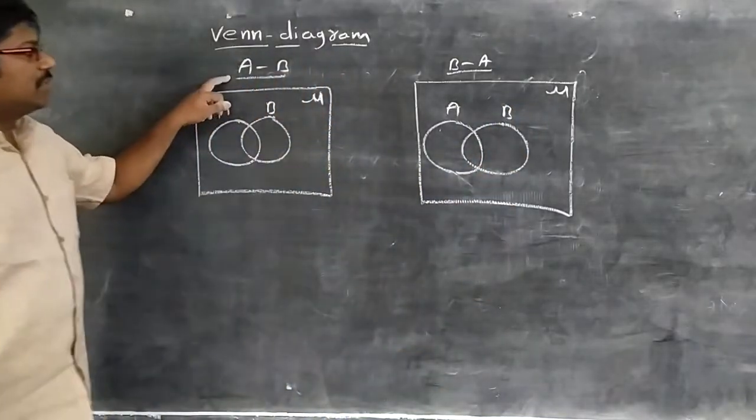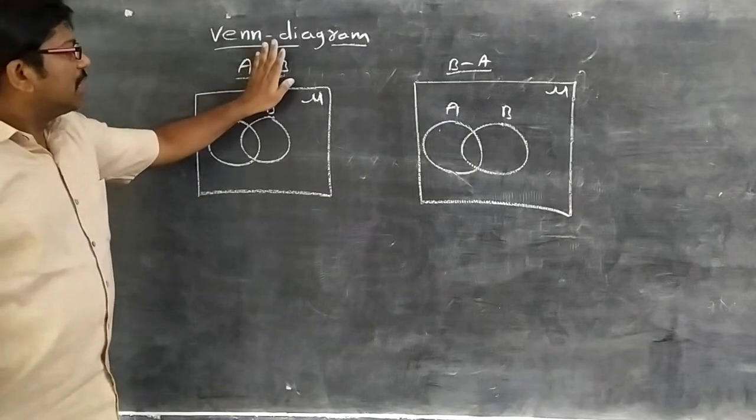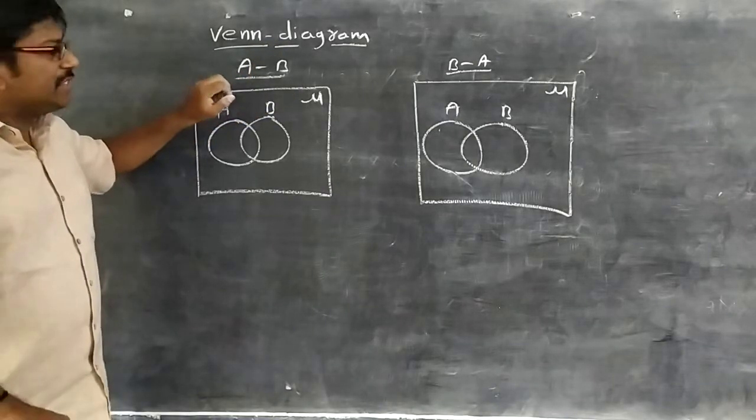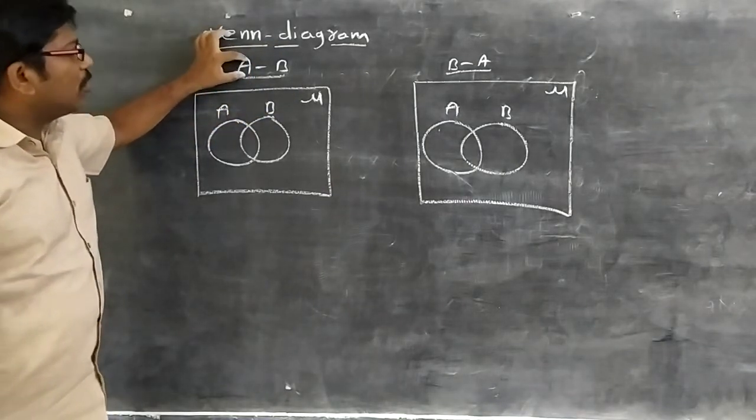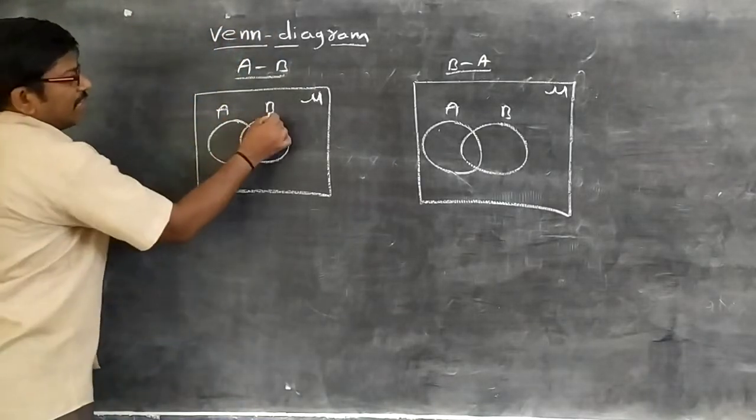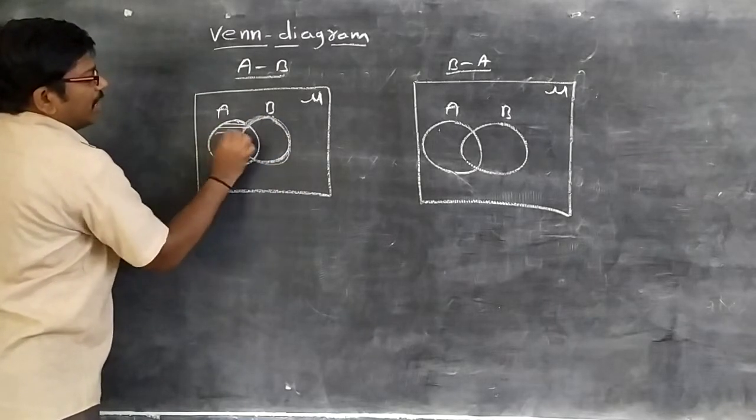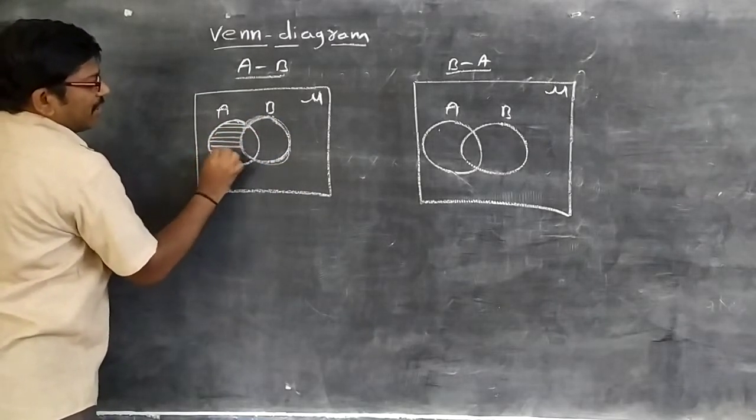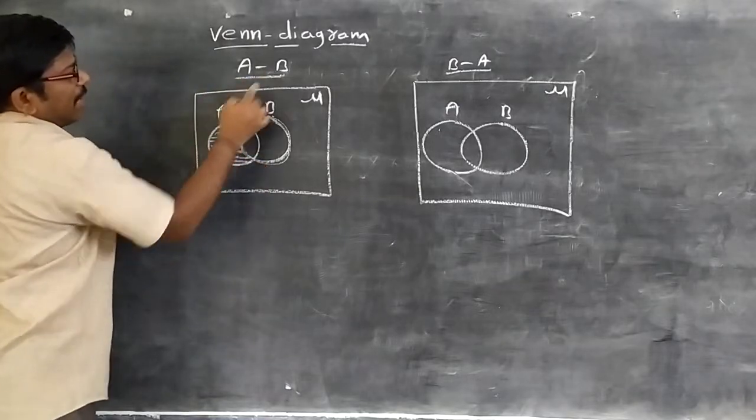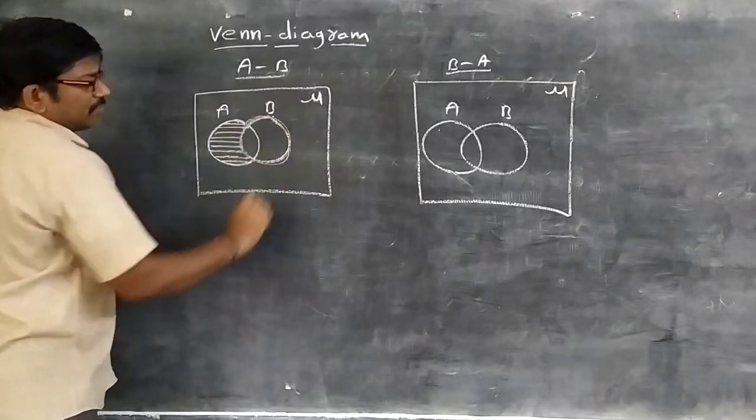Now next, what about A minus B? A minus B means B subtracted from A, meaning the region belonging to A only but not belonging to B. So we don't touch the set B. Only this region represents A minus B.